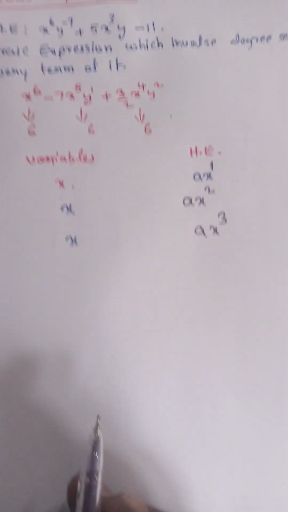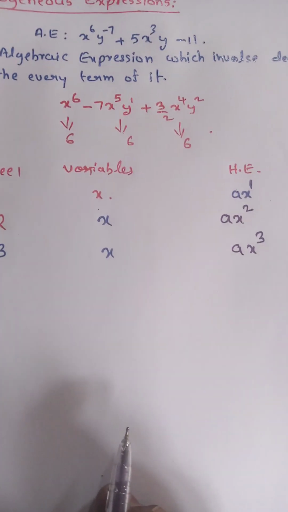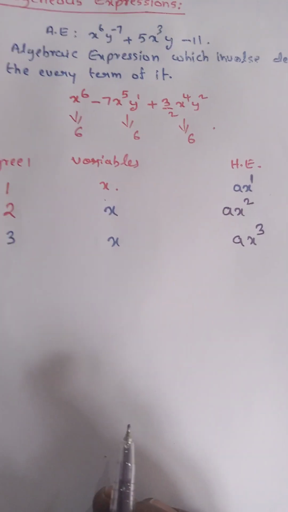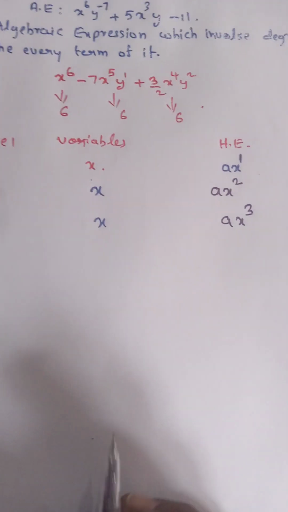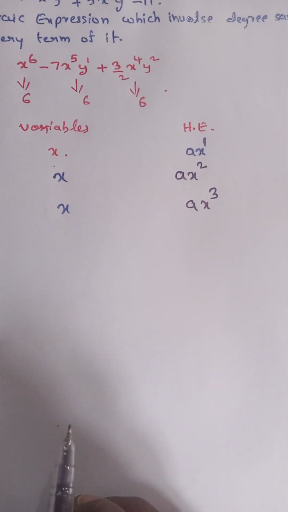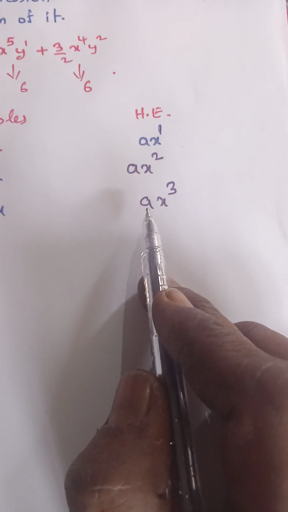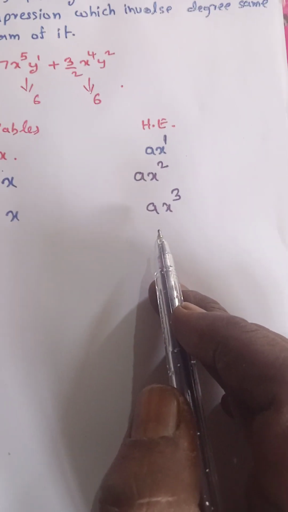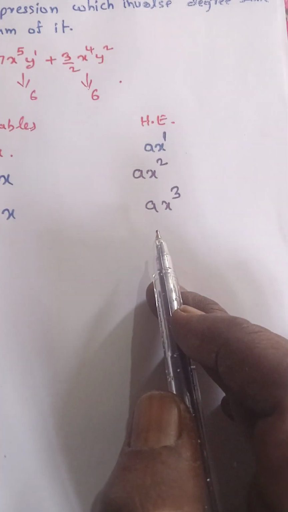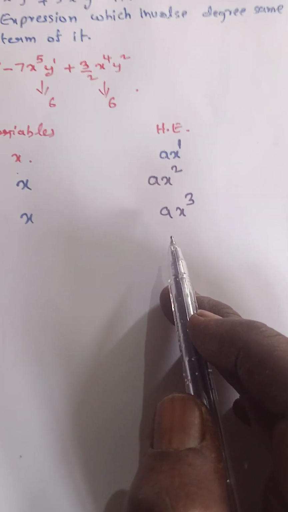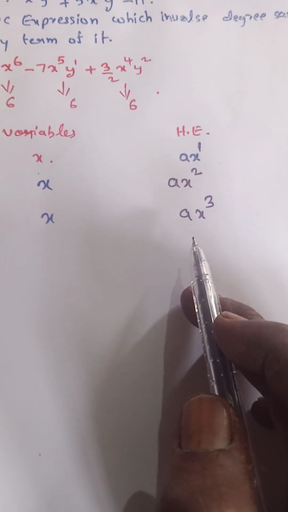These are the general forms of homogeneous expressions in the single variable x. The problem will arise if you take more than one variable to write the general form of a homogeneous expression. We will discuss how to write it. Before that, you need to remember that the coefficients of the variable terms are called numerical coefficients. You can take any type of numbers: natural numbers, whole numbers, integers, rational numbers, irrational numbers, real numbers, and complex numbers also.